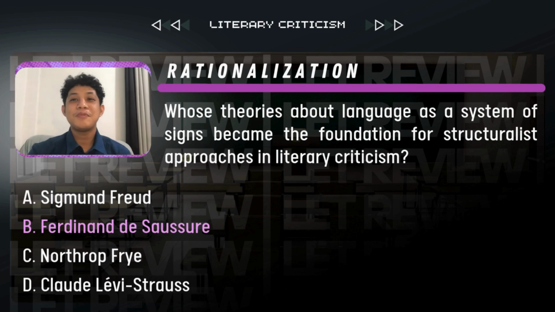Because letter A, Sigmund Freud, is known for psychoanalytic theory. Remember? Focusing on the unconscious mind, not on language or structuralism. And Northrop Frye is known for archetypal criticism, but did not develop the theory of language as a system of signs. While Lévi-Strauss adapted Saussure's idea to anthropology and not to literature. So overall, the correct answer is letter B, Ferdinand de Saussure, because he is recognized as the foundational figure whose theories are about language as a system of signs. So remember, a system of signs in language, it is Ferdinand de Saussure, okay?